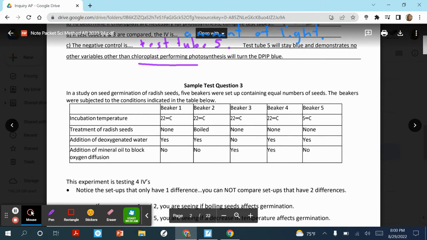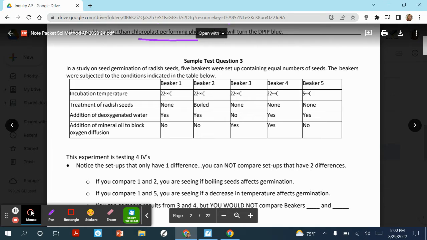All right, let's take a look at this question. And then again, this is an example of where we have multiple independent variables being tested at once in an experiment. So let's get ourselves familiar with it. It says that we want to see how seed germination is being affected by different things. Okay, so it looks like we set up different conditions here. And let's go down here and kind of look at our questions.